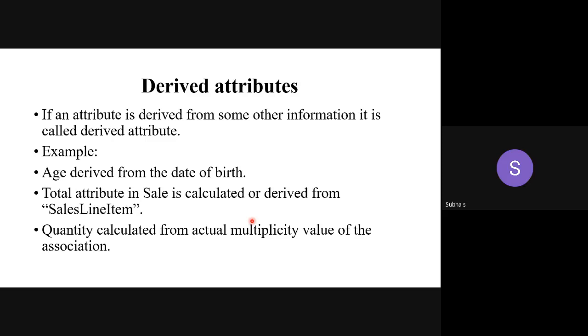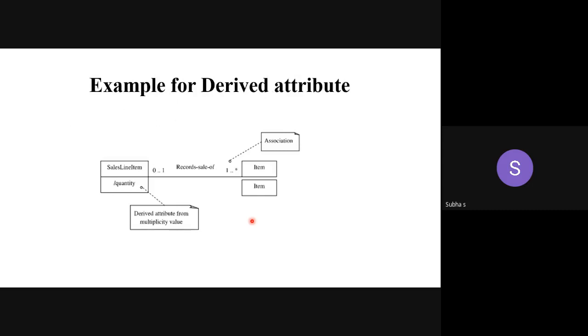How much quantity I have to get, whether it is for 2 products or 200 products, 20 products, like that. That is what you have to remember while working with derived attributes. You have to mention the derived attribute prefixed by the slash symbol. You can note this here. Quantity is called the derived attribute under the class name Sales line item. Always a derived attribute is prefixed with the slash symbol.